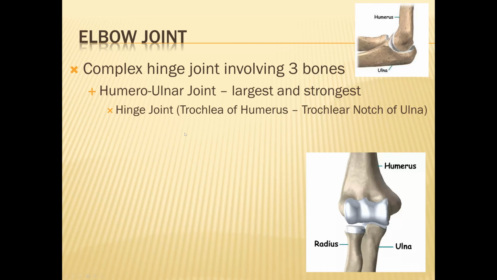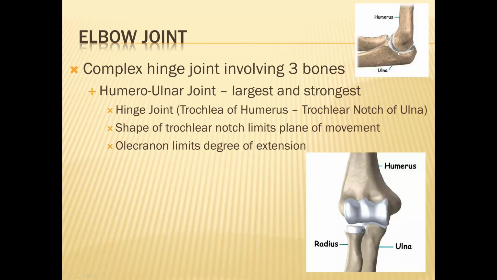This is a hinge joint, and you have that unique trochlea of the humerus that looks like a spool-shaped end to the humerus, and you've got the trochlear notch of the ulna, which is that C-shaped area of the ulna that wraps around it. So these two bones tightly interlock and form this hinge. The shape of the trochlear notch limits the plane of movement so that you can only have flexion and extension. There is no other way these two bones can move together.